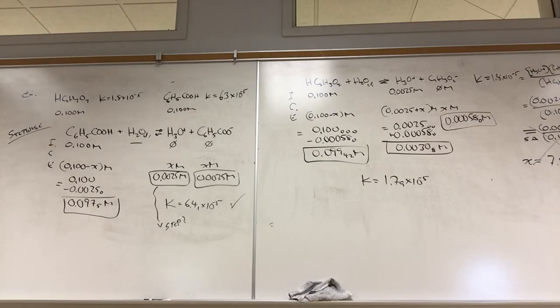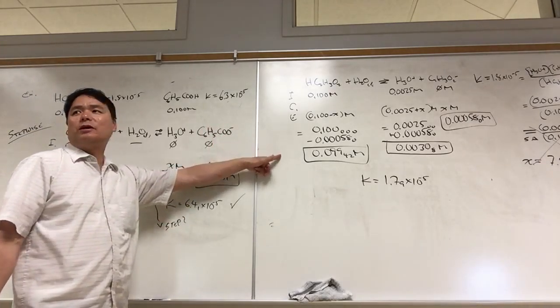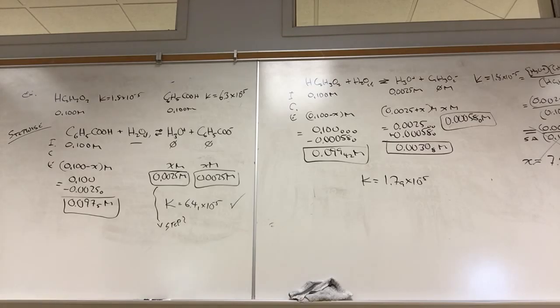How many equilibria do we have to solve simultaneously? Well, we have this one and this one. Do we have to worry about Kw here? Do we have to solve this K, that K, and Kw simultaneously? Or can we ignore Kw? In other words, do we have to solve 3 equilibria simultaneously or just 2 equilibria simultaneously? Just 2. Just 2 is correct.